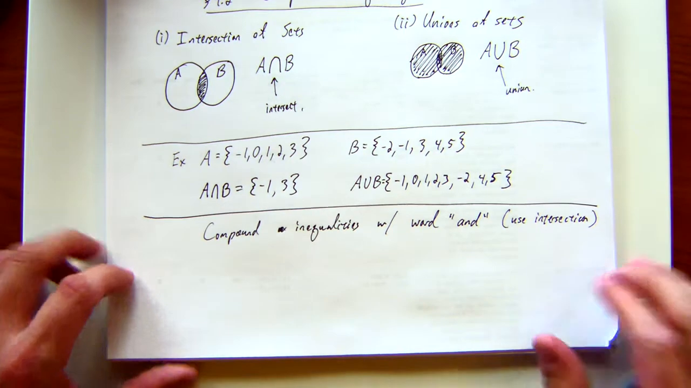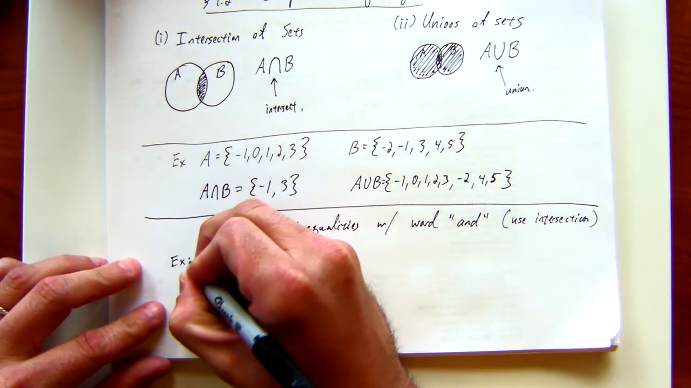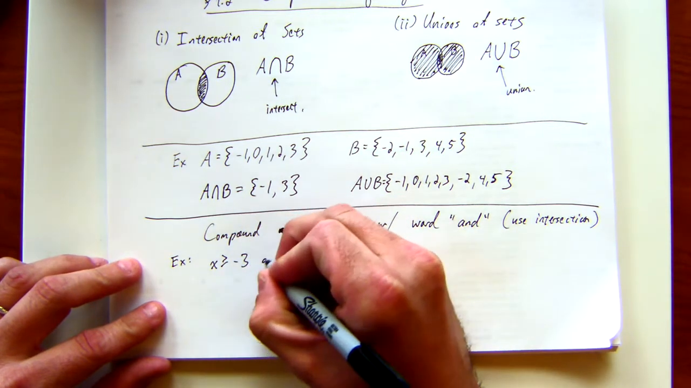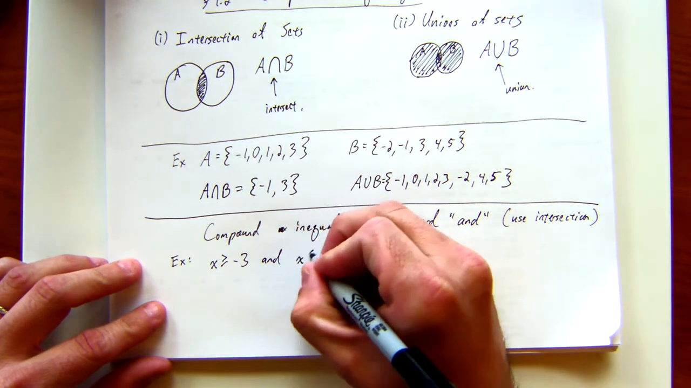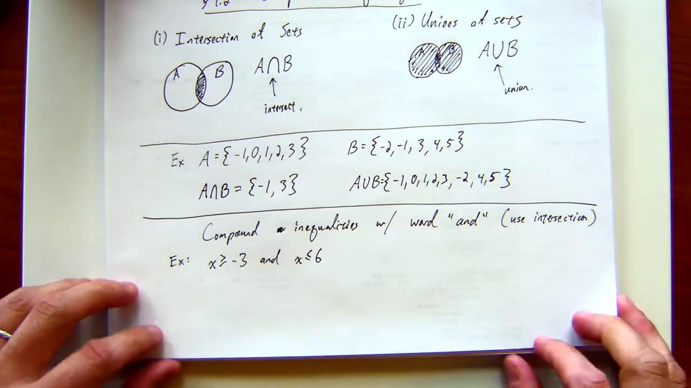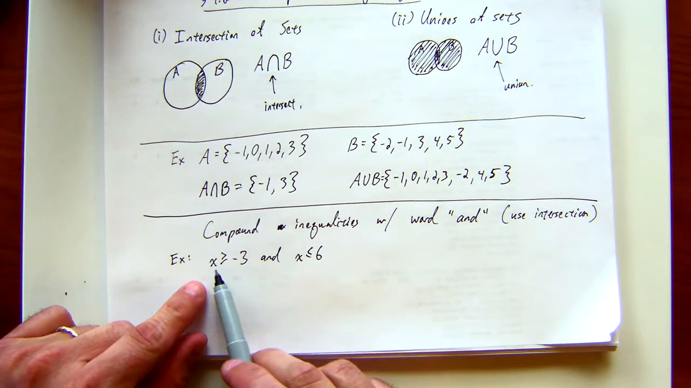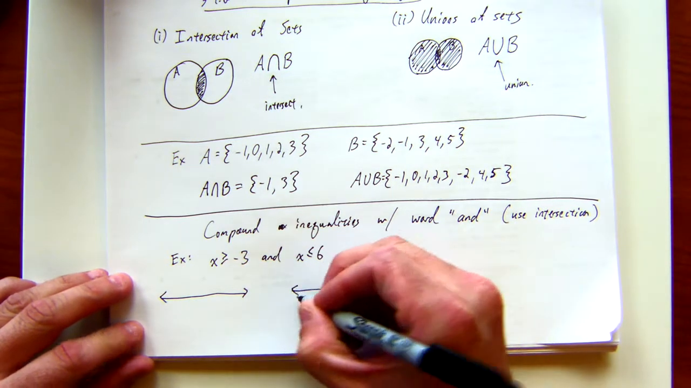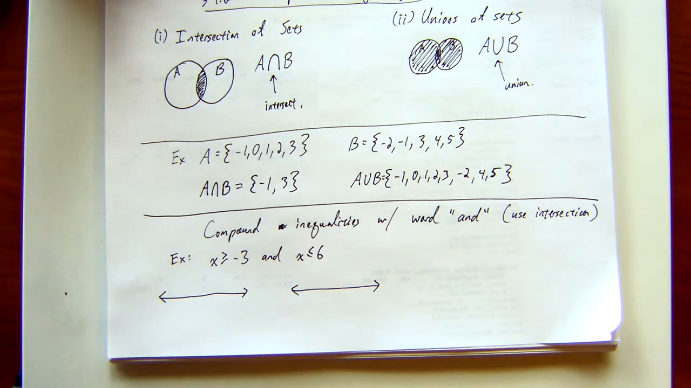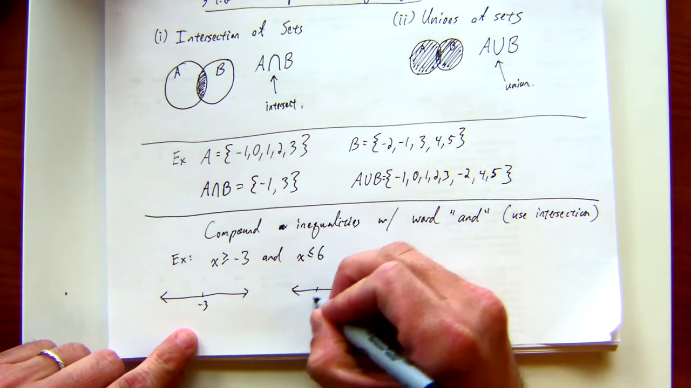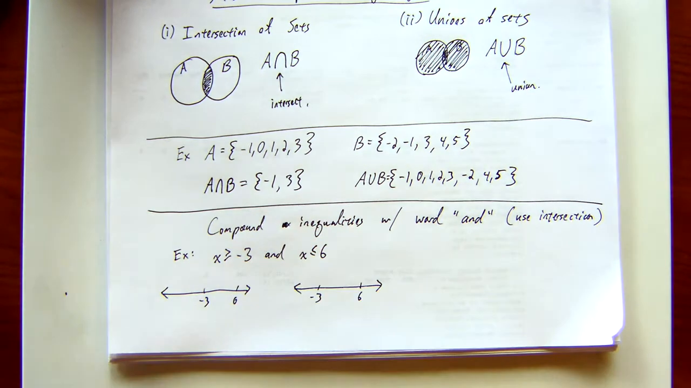Okay? Something like this, just some quick examples. Suppose we have x is greater than or equal to negative 3 and x is less than or equal to 6. Okay? So from last week, let's graph both of these. Just to use my fat marker for this one. So negative 3, there's a 6, there's maybe a negative 3 there, there's a 6.